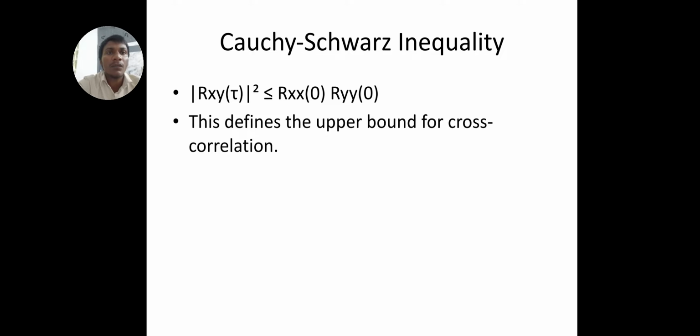Cauchy-Schwarz inequality. It is an important expression: Rxy of tau squared is less than or equal to Rxx of 0 times Ryy of 0, and it defines the upper bound for the cross correlation. It is an example of cross correlation because it has both an x term and a y term.